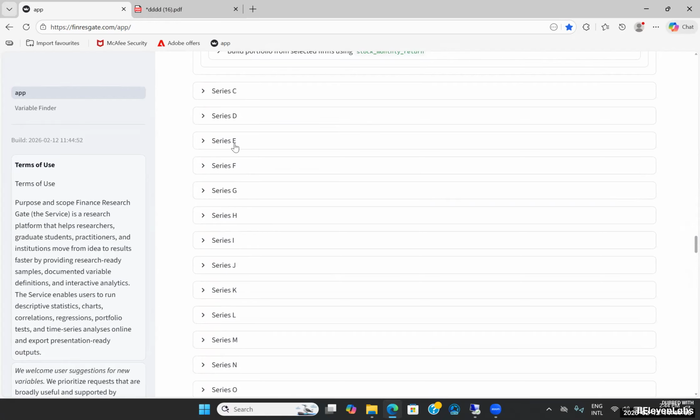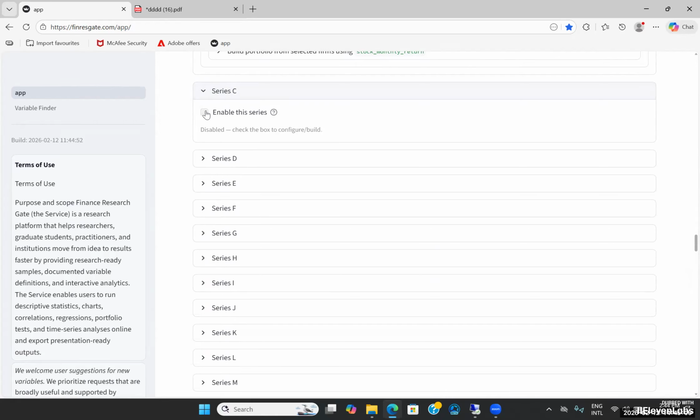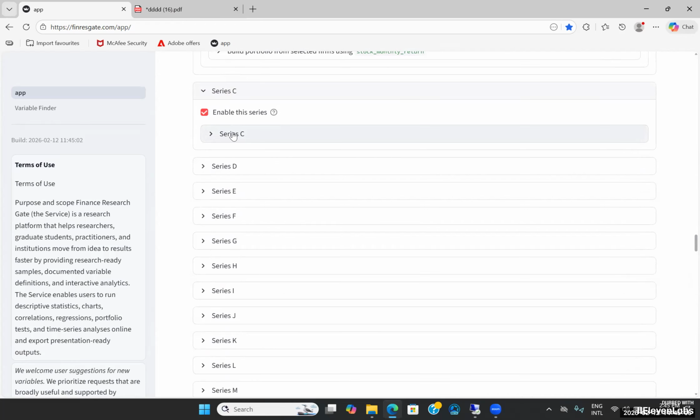So we selected asset 1 and asset 2. Now, in the third series, we're going to create the minimum variance portfolio.